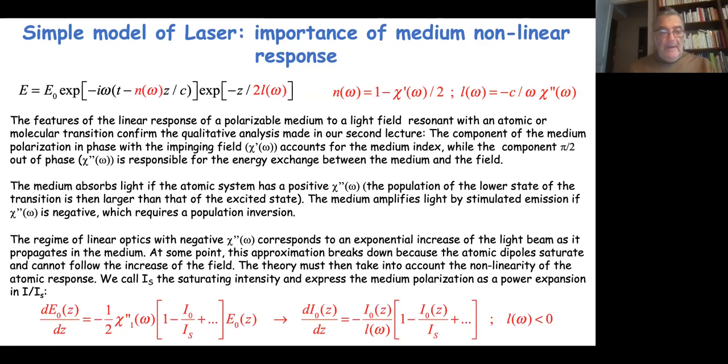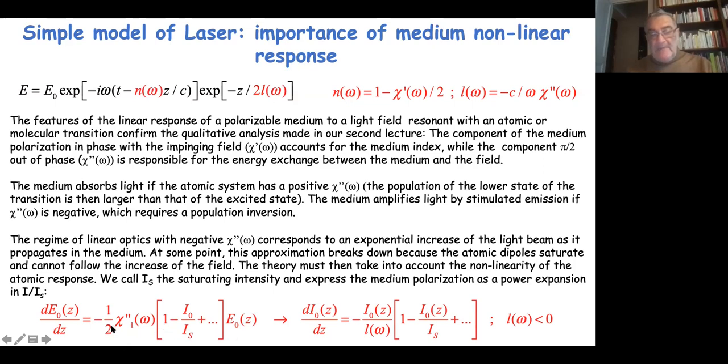And so I have written here how, in the regime of linear optics with a negative chi double prime, the field evolves in the cavity. Instead of decreasing exponentially, the field will increase exponentially. And you will have dE over dz, which will be equal to a positive quantity times E. This is the one term here.